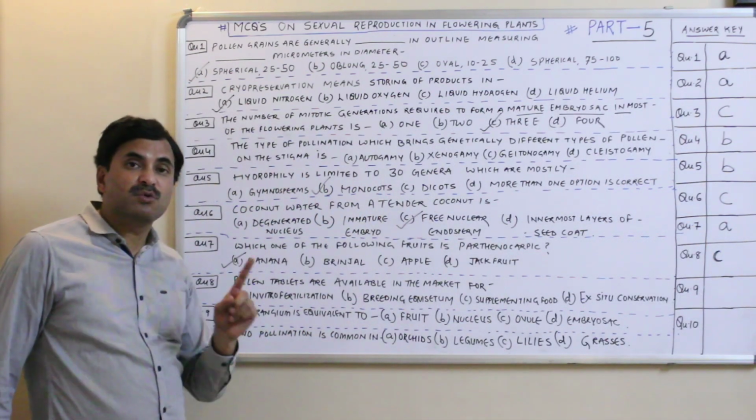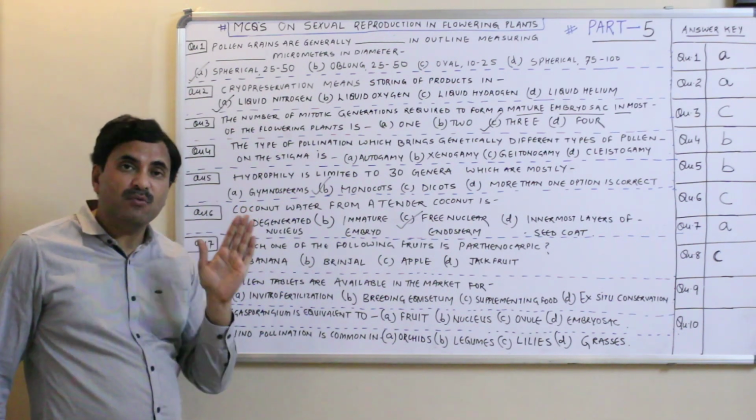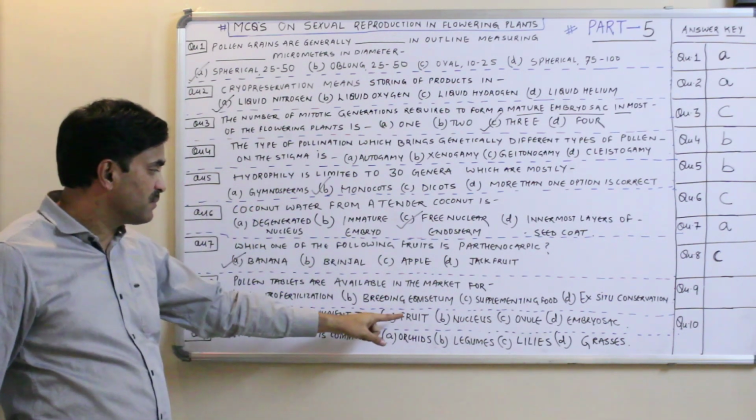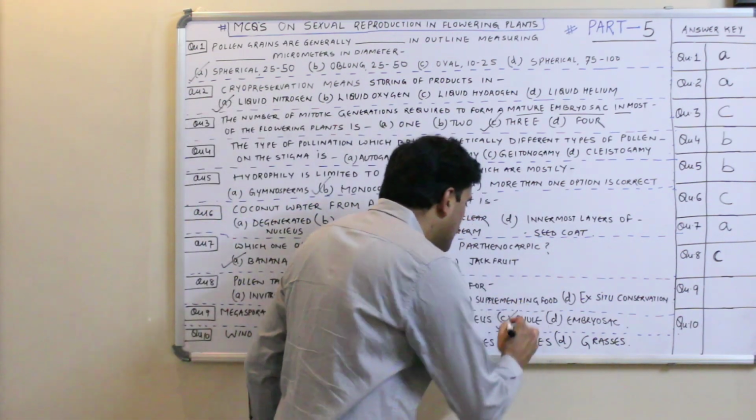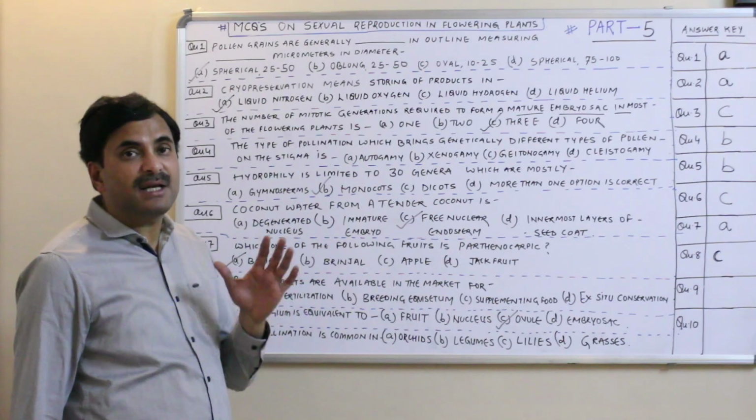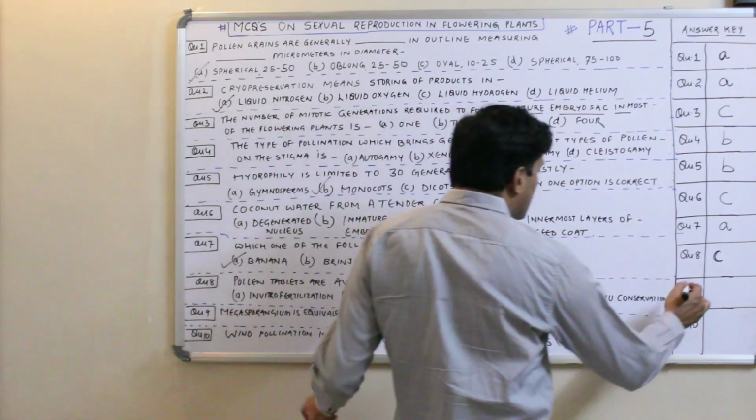Megasporangium is equivalent to. You must know that the ovule is also called megasporangium. So fruit, nucellus, ovule or embryo sac. The other technical name of the ovule is megasporangium. Question number 9 has the answer C.